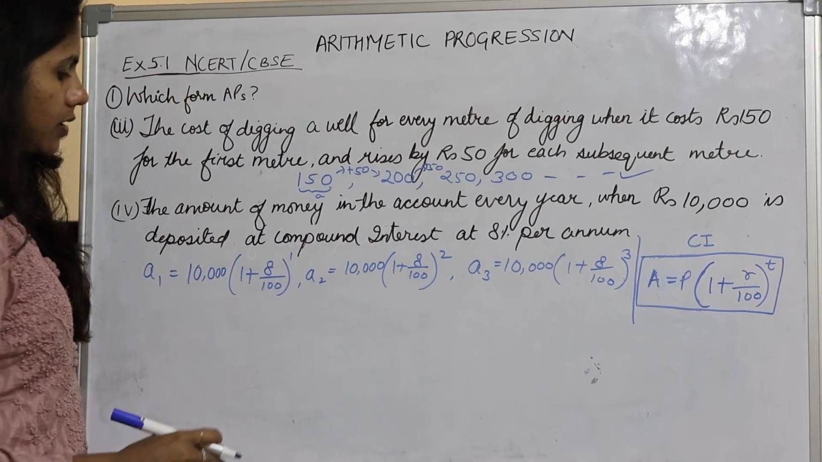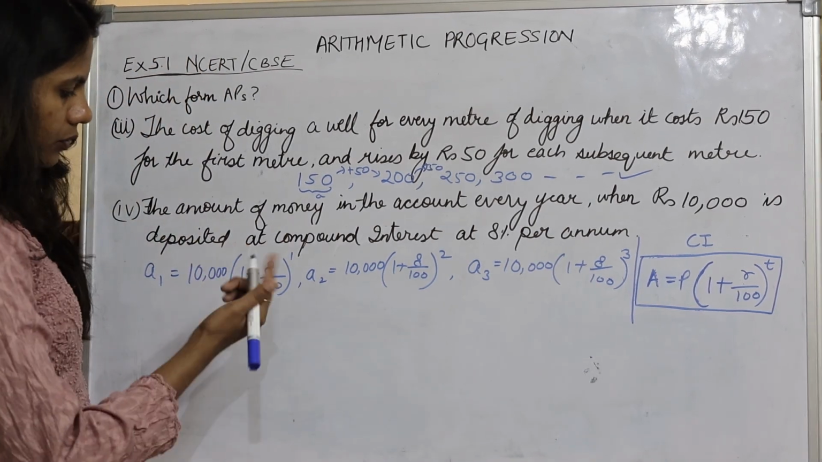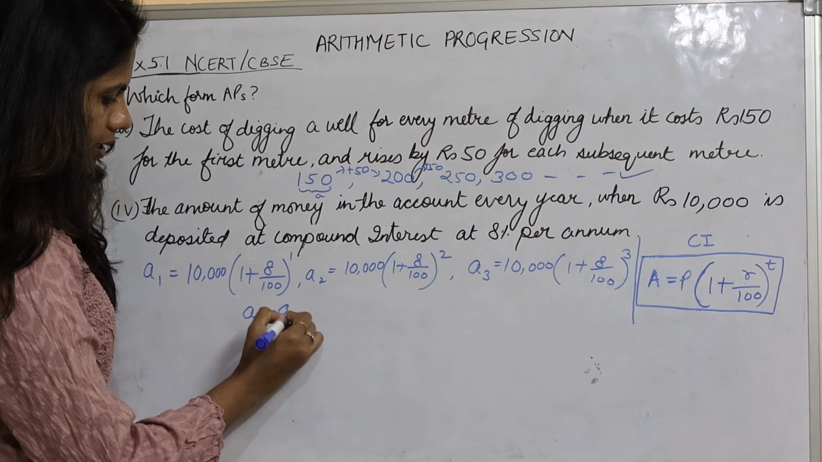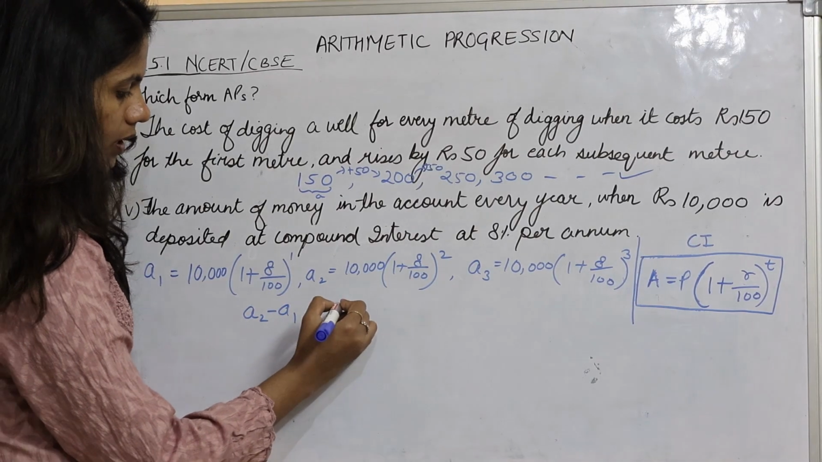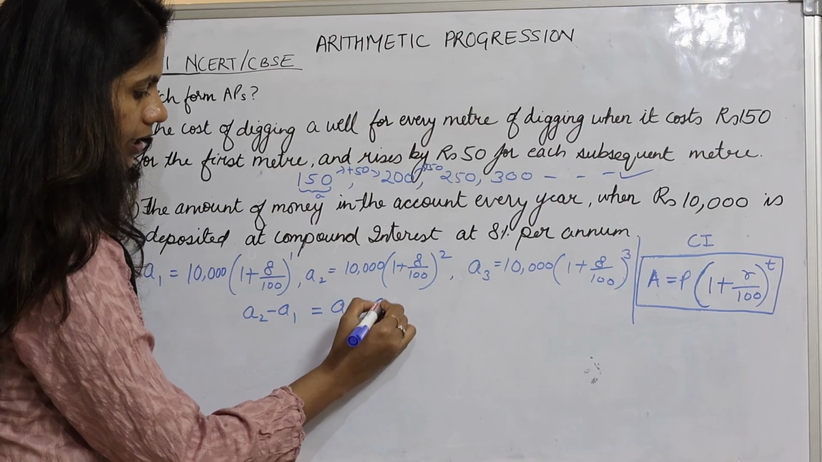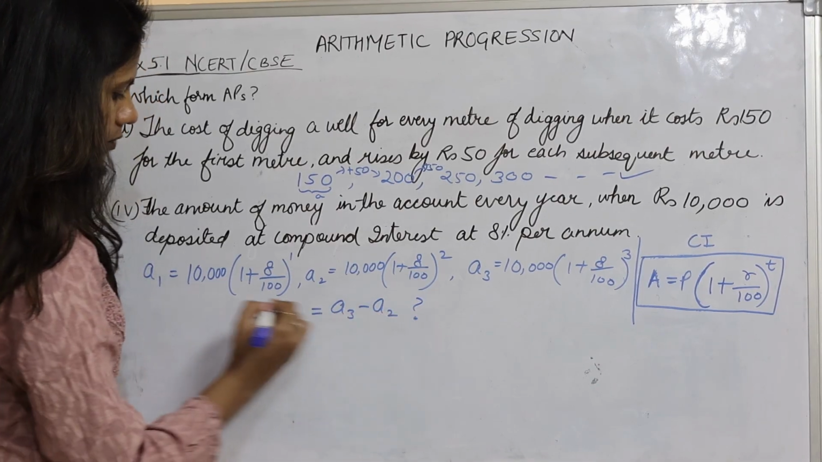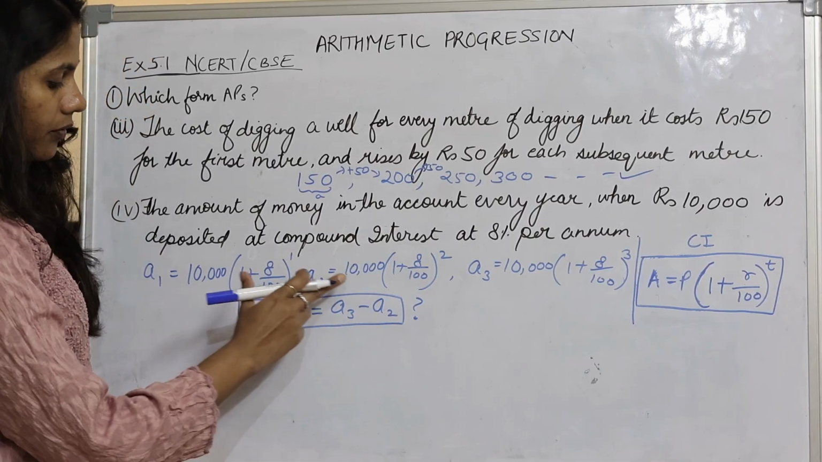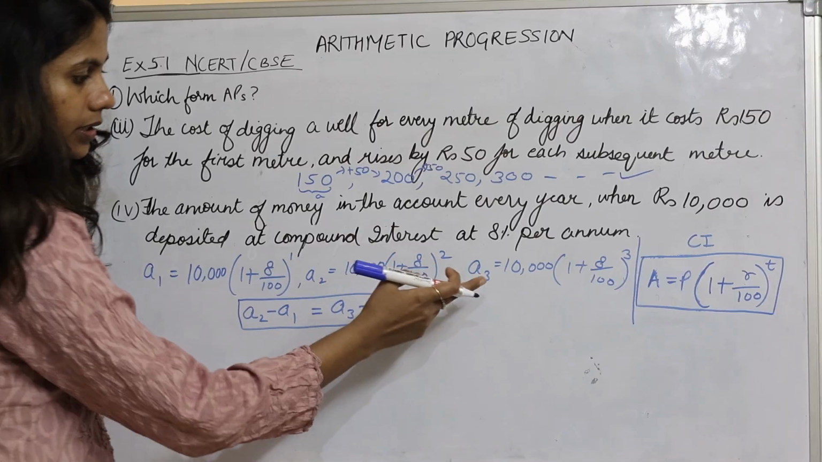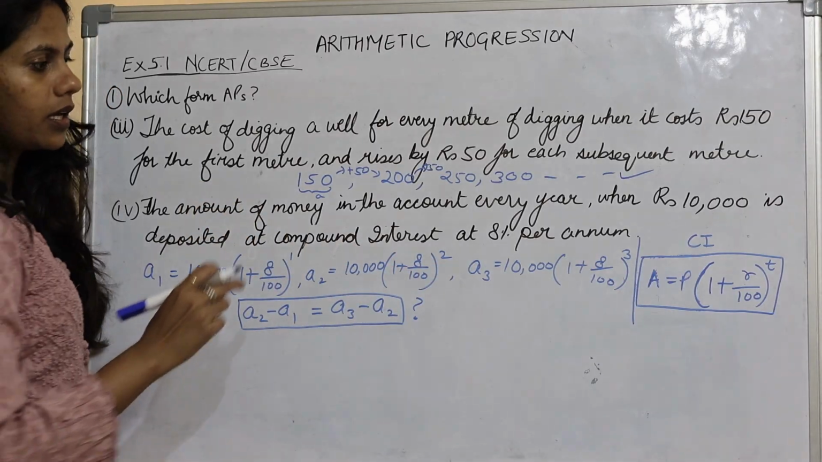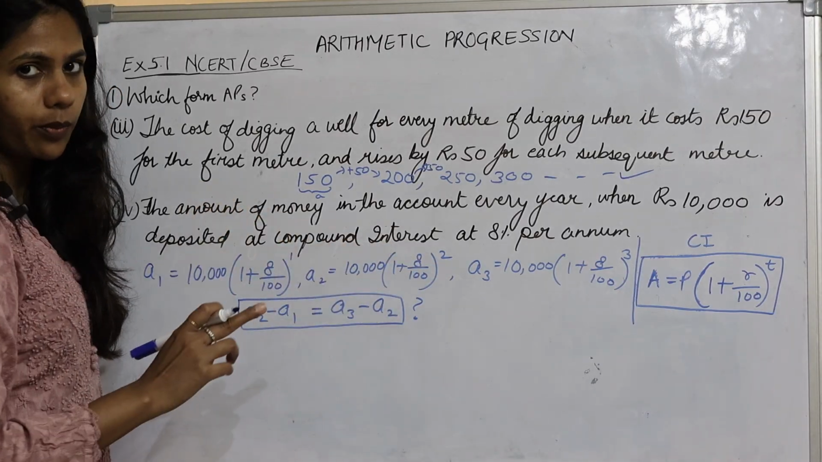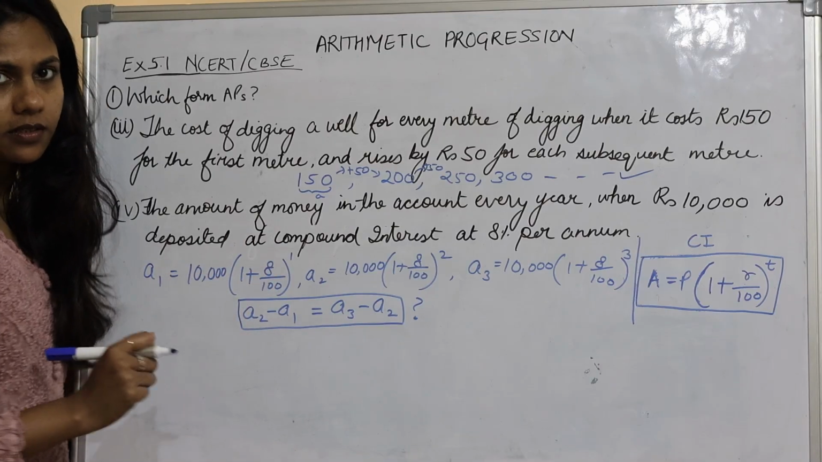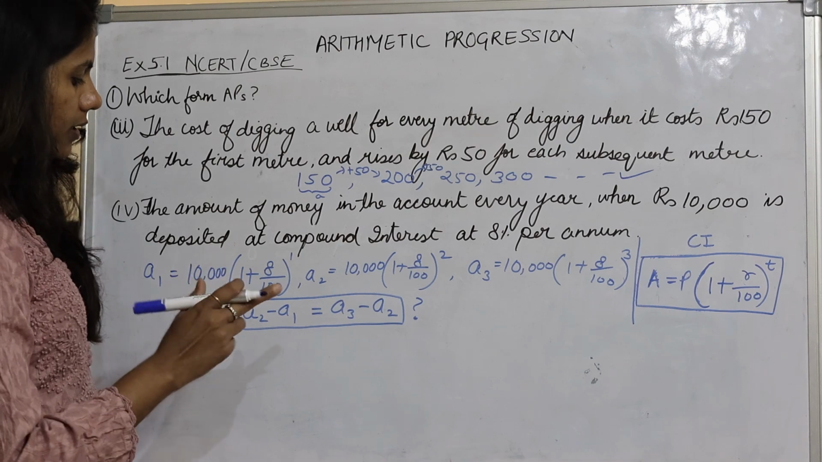Okay, see, now we have to check whether A2 minus A1 is equal to A3 minus A2 or not. This is our main goal, because if A2 minus A1 is equal to A3 minus A2, that means this sequence is forming an AP at least. So let's try to do that. But before that, see what the thing is.